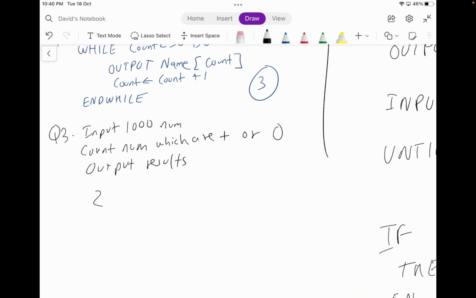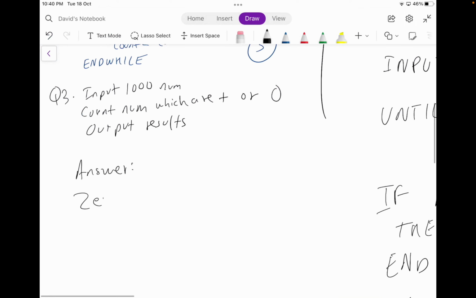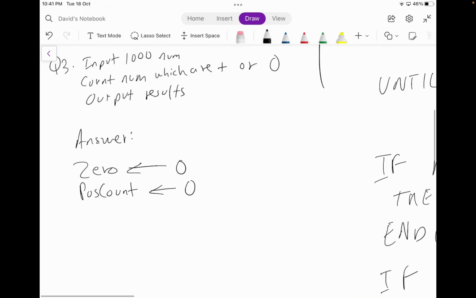So what I'm going to do is start writing down the answer. The answer for this one is to place zero as 0. So we're going to put zero as 0. And the post count, post count just means the number you're counting. So that's going to be placed as 0. Post count is just a shorthand note. By the way, post count just means positive numbers. That's just a short form of saying positive numbers.